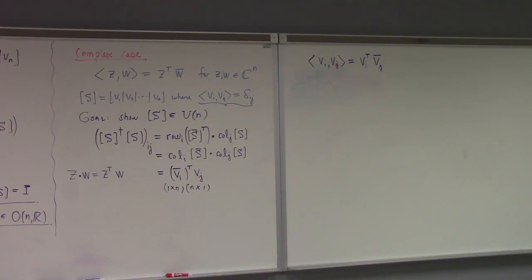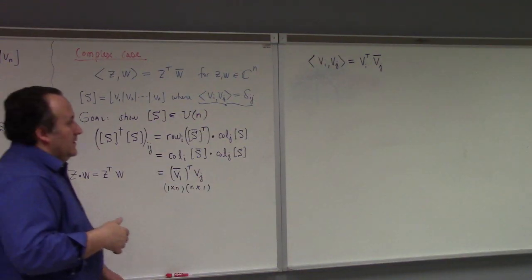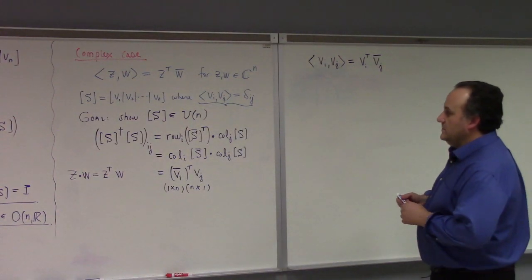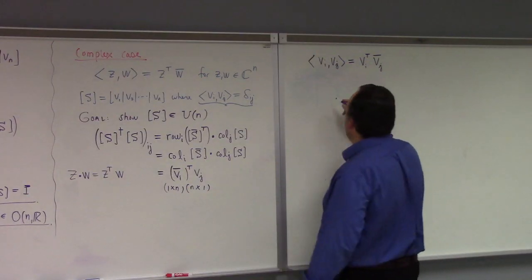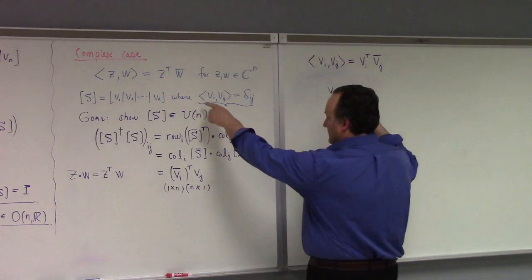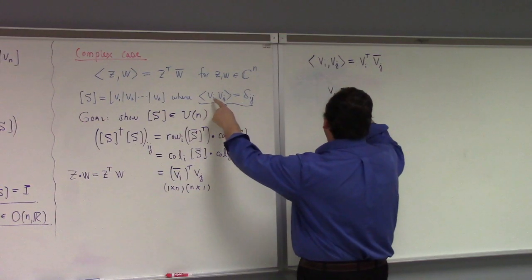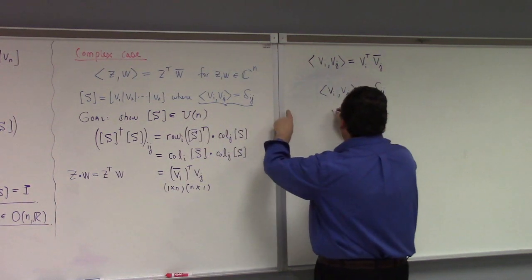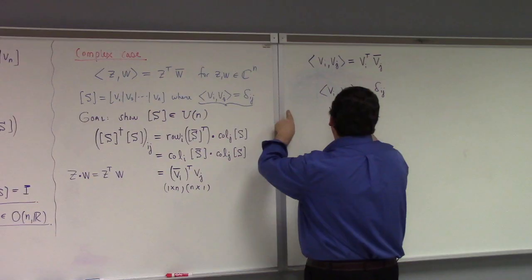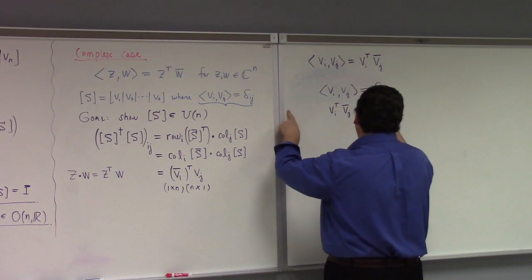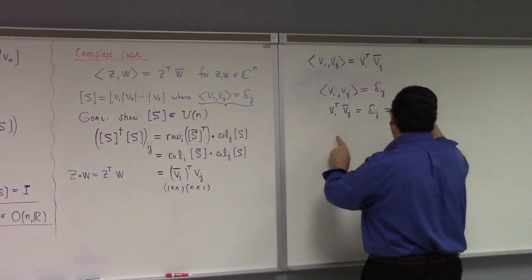Oh, yes? Hey, that's not a bad idea. Let's do that, because we don't just have these vectors in the abstract. We know that Vi dot Vj is equal to Kronecker delta ij. But this is Vi transpose times Vj conjugate equals delta ij. Now delta ij is 1 or 0, right?